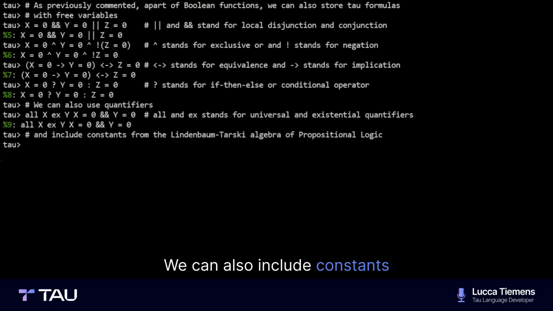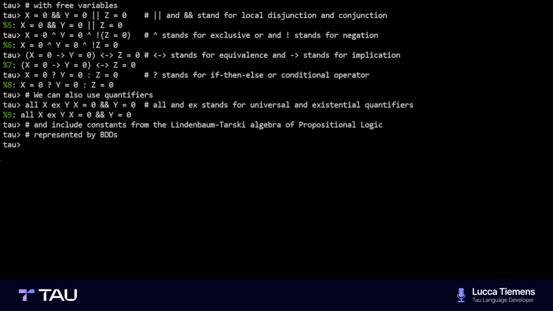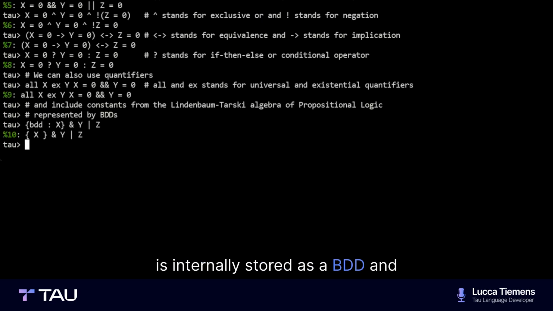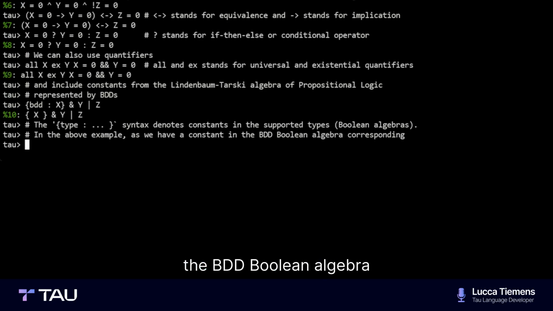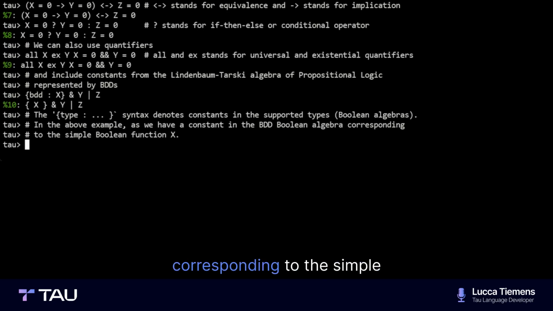We can also include constants from the Lindenbaum-Tarski algebra of propositional logic represented by BDDs, meaning that the Boolean function we input is internally stored as a BDD and treated as a propositional formula. The type colon inside curly brackets syntax denotes constants in the supported types, which we previously called our base Boolean algebras. In the above example, we declared a constant in the BDD Boolean algebra corresponding to the simple Boolean function x.